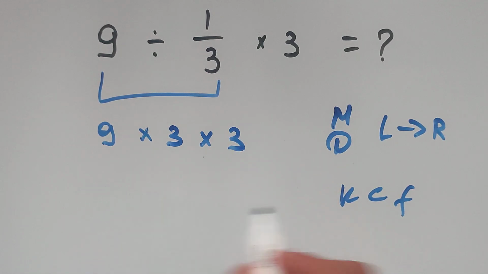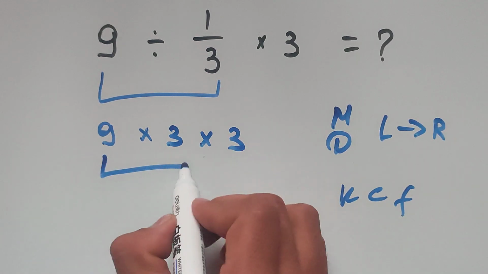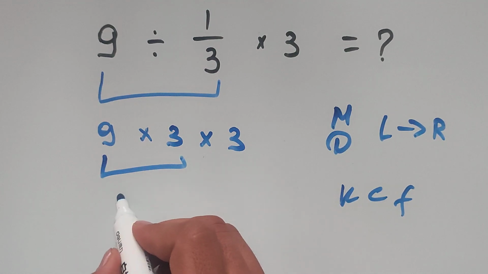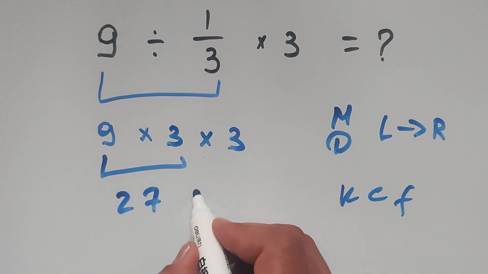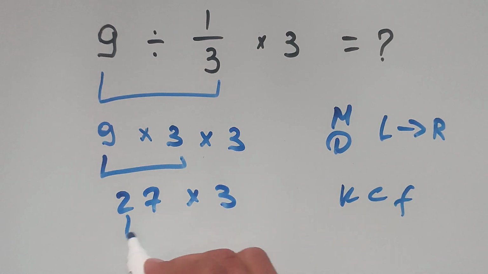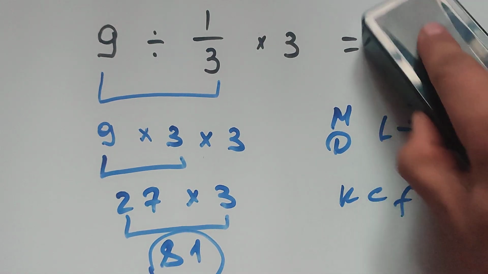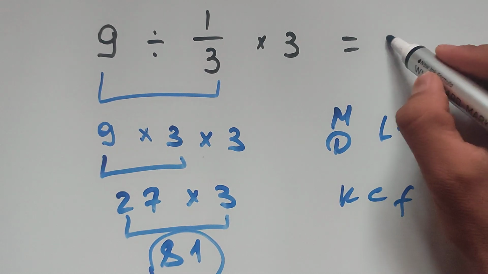And according to this rule, first we have to work this, and 9 multiplied by 3 gives us 27 multiplied by 3, and this gives us 81. And this is our correct and final answer. We can write it here, 81.